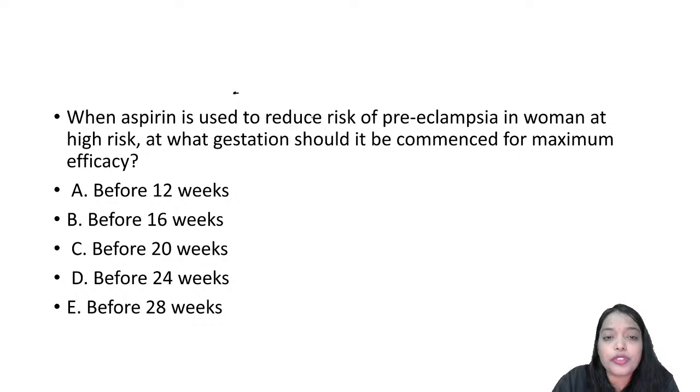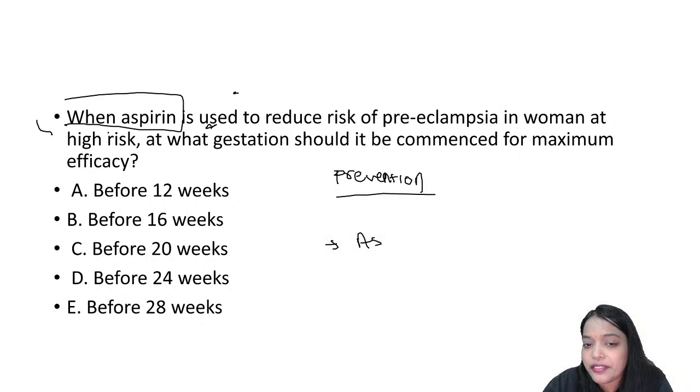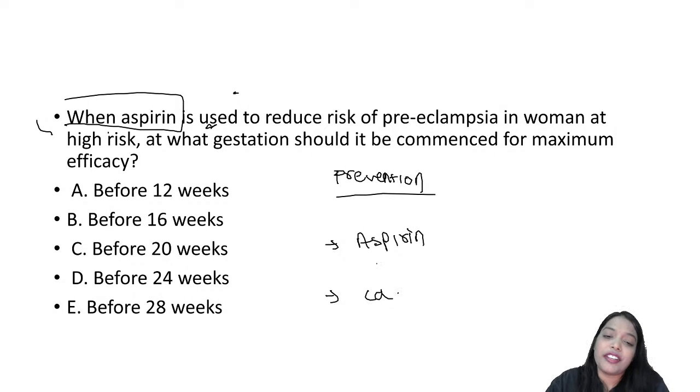When aspirin is used to reduce the risk of preeclampsia in women at high risk, at what gestational age should it be commenced for maximum efficacy? So we all know that aspirin is used to prevent preeclampsia, that was the MCQ which we all know, right? So the two proven beneficial things for prevention of preeclampsia are aspirin, and calcium in patients who are deficient.